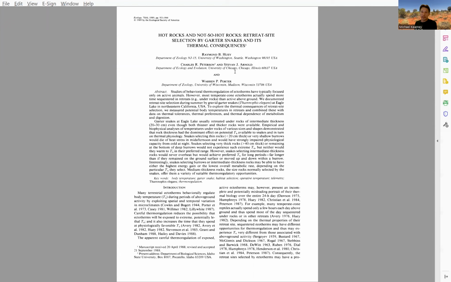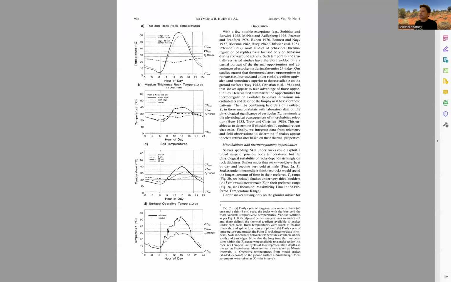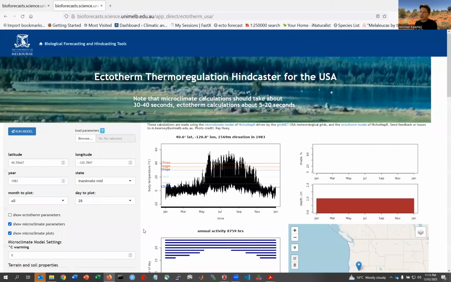It was this paper actually that got me connected with Warren Porter and using these biophysical models. And if we go down to their figures here, on the 28th of July in 1983, they made measurements of soil temperatures at this site at different depths: 2.5 centimeters, 5, 15, and 50 centimeters. And they also measured the temperature of a copper model mimicking the properties of a garter snake out in the open as well. So if we go back to this app, I've actually run the simulation for the animal not thermoregulating, but basically the operative temperature, an inanimate object just sitting out in the open.